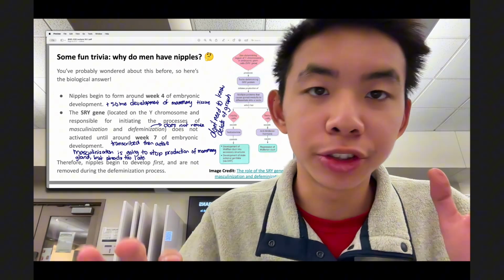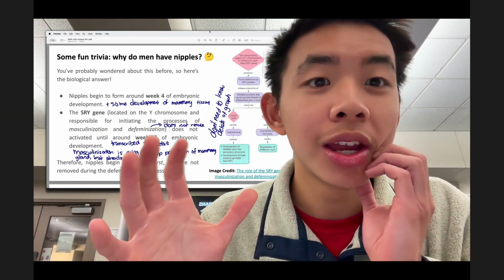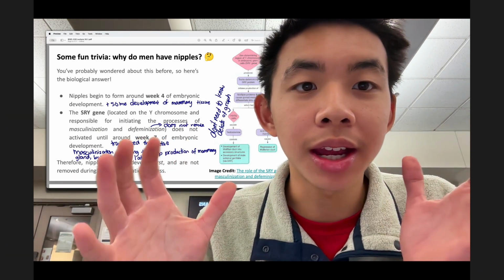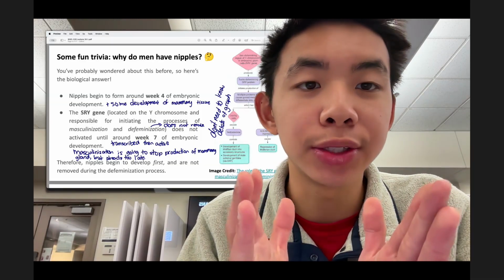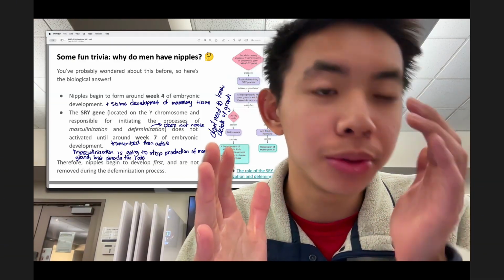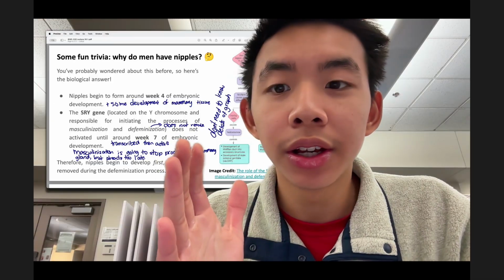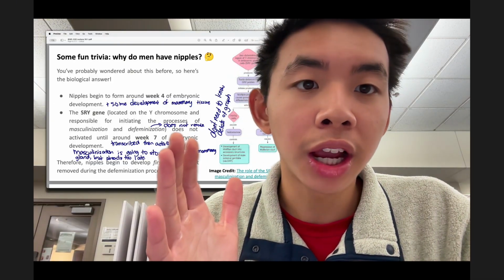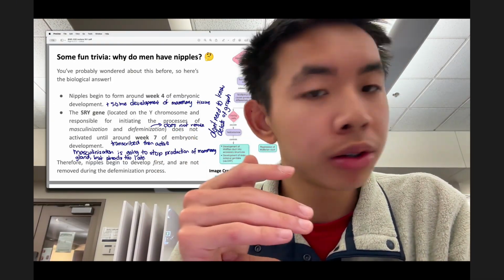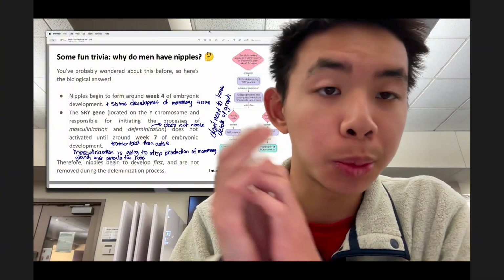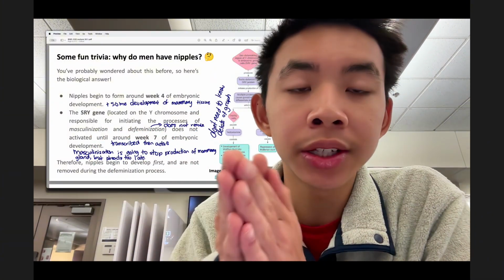So actually some fun trivia right now. Why do men have nipples? If someone asks you this in 5 minutes, now you'll be able to explain to them why men have nipples. So nipples form around week 4 of embryonic development. So by week 4 of the baby developing in the uterus.